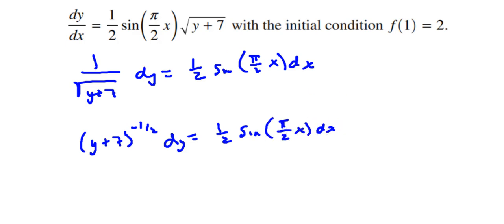And what do you know? We have separated our variables, and we are primed and ready to integrate both sides. Okay, so let's integrate the left side first. On the left side, we're going to use kind of the power rule here. That's going to go from negative 1/2 up to positive 1/2.